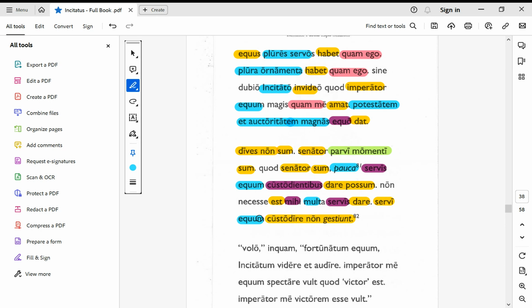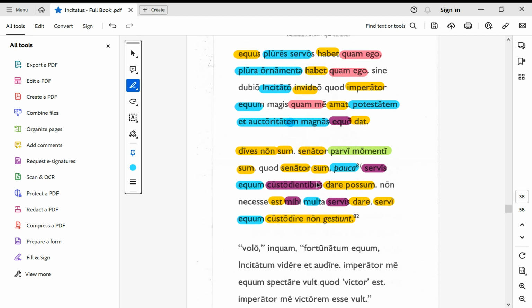Okay, so we see dives non sum. I am not rich. I am a senator of little importance. Because I am a senator, I am able to give a little to the servants. Equum custodientibus, participle phrase. I am able to give a little to the servants guarding the horse. It's kind of how this is working.